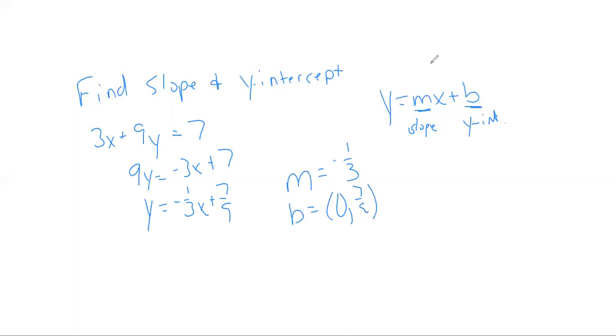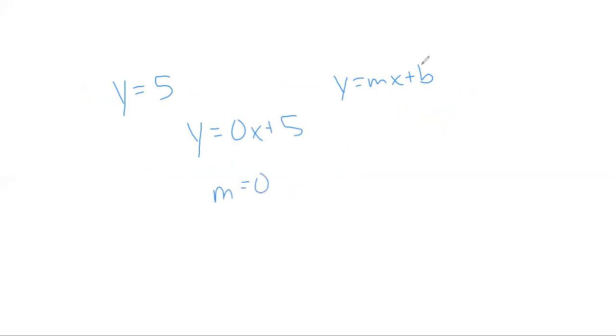The second one, all I'm going to give you is y equals 5. Now, is that in the form y equal mx plus b? Sure it is. This is the same as y equals 0 times x plus 5. So the slope is equal to 0, and the y-intercept is equal to 5. Done and done. That's how easy that was.